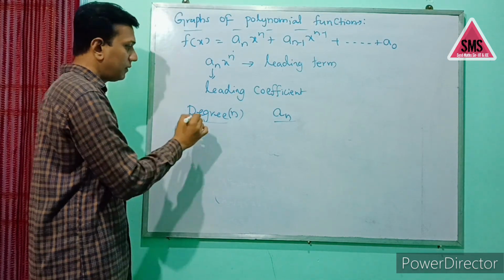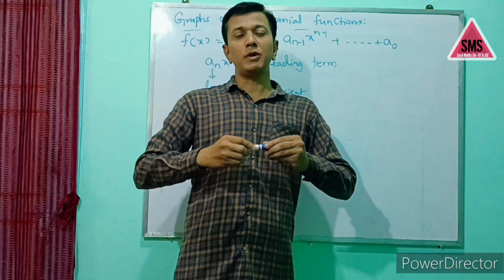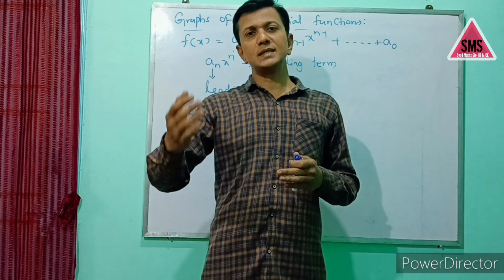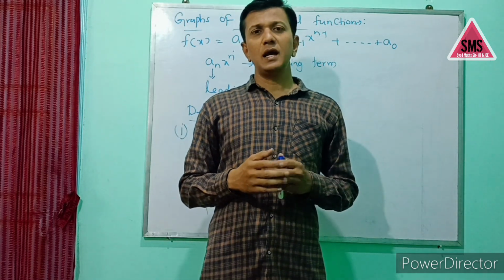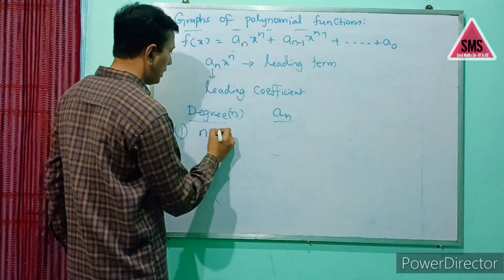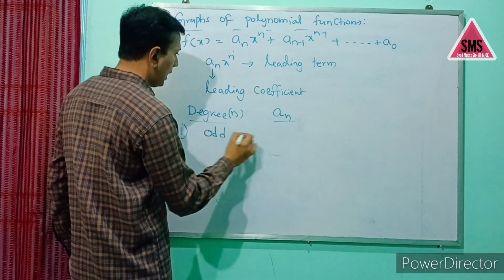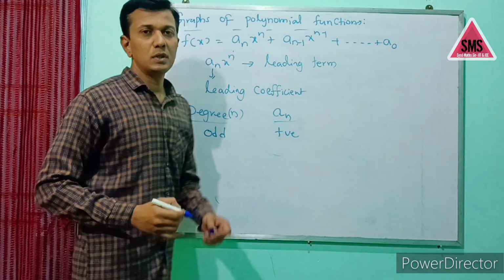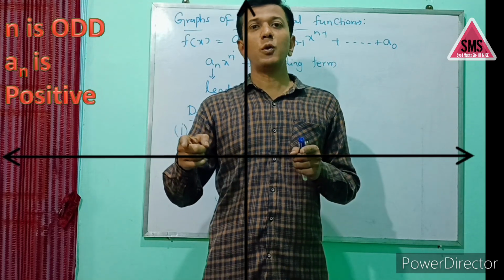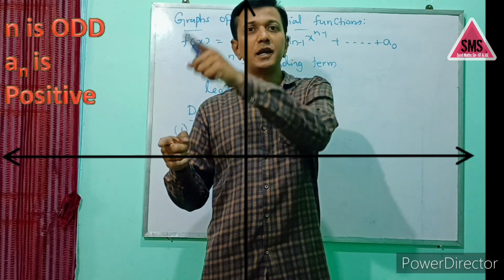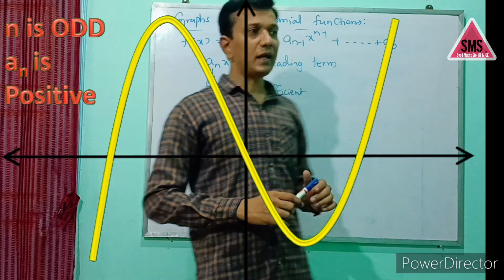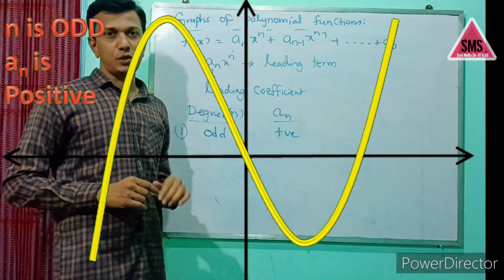So based on the degree and leading coefficient, we shall see 4 cases of a polynomial function, how they are acting, how they are representing the graph. The first one you can see on the screen, where n is odd and an is positive. When n is odd and an is positive, you can see that the curve is falling to the left side and it is rising on the right side. So that is going to be the nature when n is odd and an is positive.